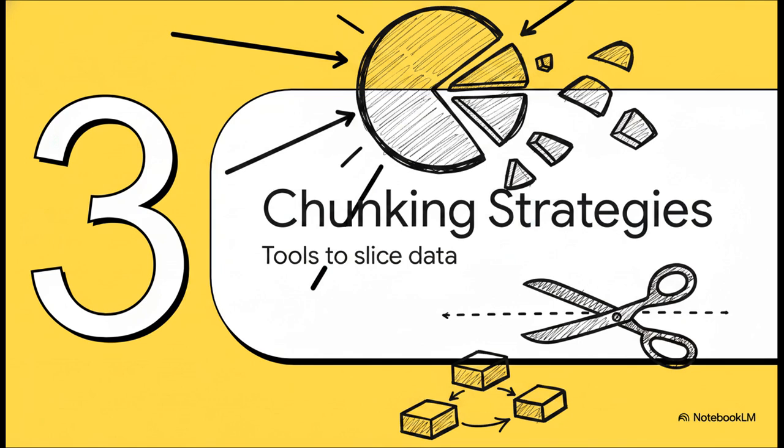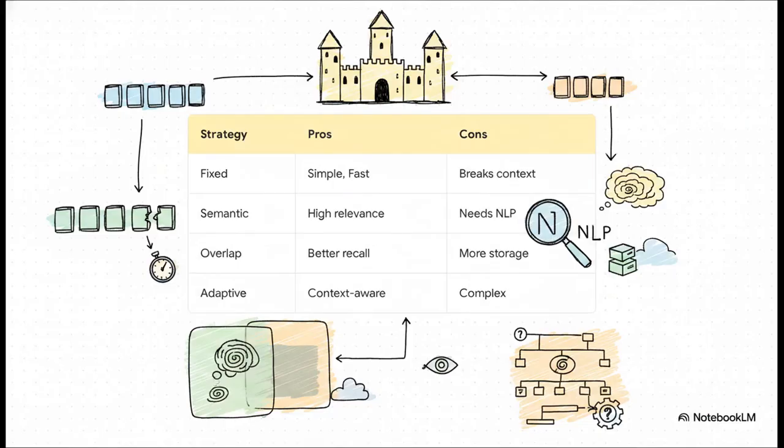Now we need to look at the actual tools we have available to slice up this data. Here's a high-level summary of the 4 main weapons you have in your architectural arsenal. We've got fixed, semantic, overlapping, and adaptive chunking. Each of these strategies has some distinct pros and cons depending on your current skill level, how uniform your data is, and of course your specific use case. Let's break these down one by one so you know exactly when to use them.